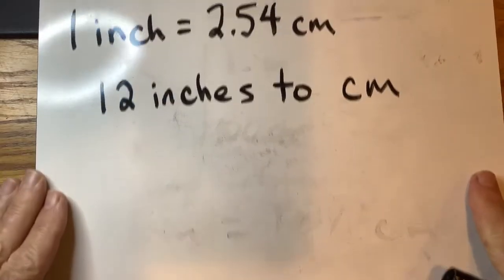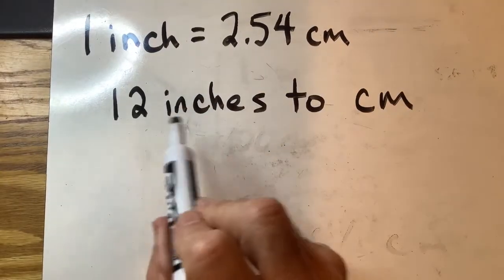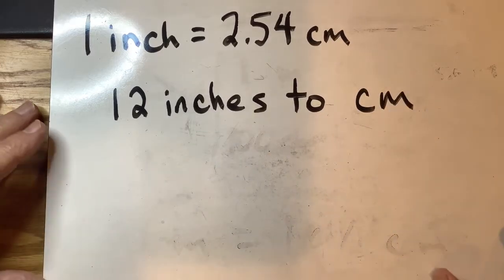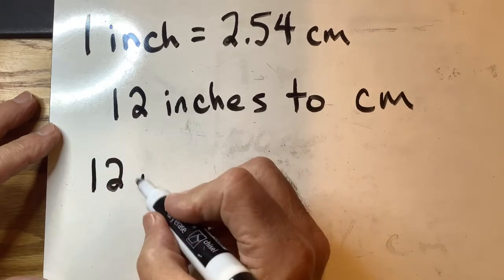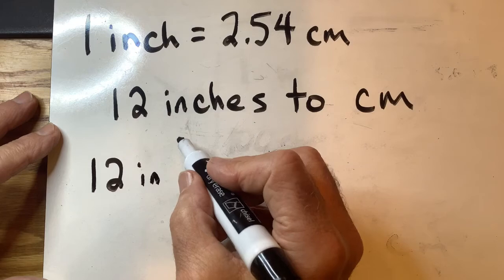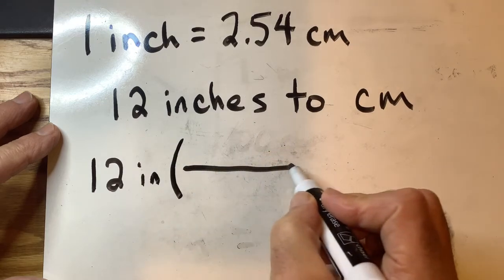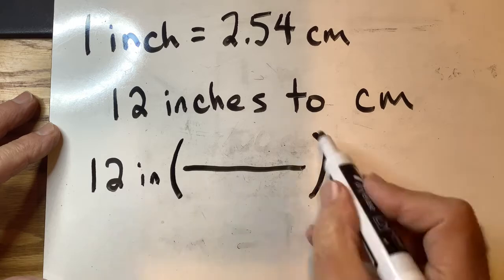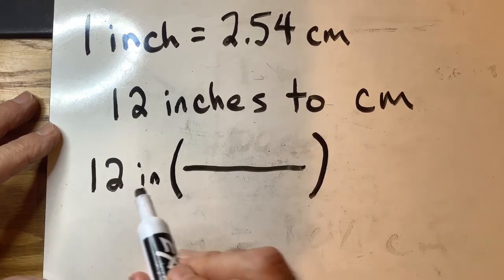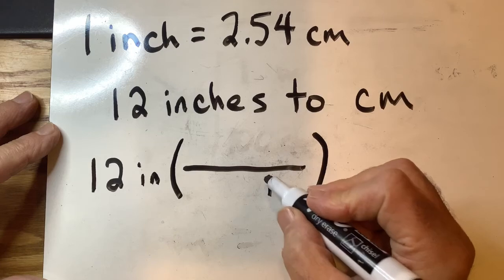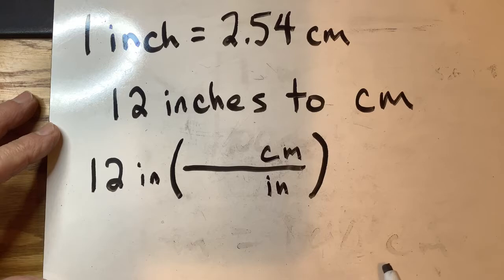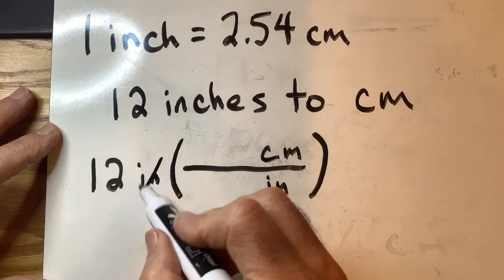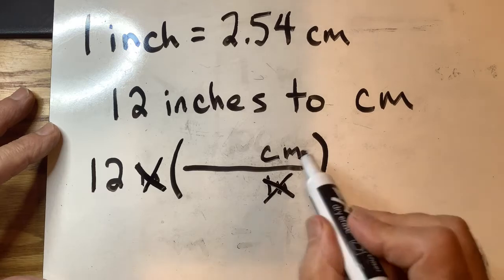So I got this little tablet set up here. If I want to change 12 inches into centimeters, all I got to do is start with 12 inches. And then what I'm going to do is my technique. I set that up like that. I want to get rid of the inches, so I'm going to put them on the bottom, and I want to change it into centimeters, so I'm going to put that on top. What that's going to do is cancel out the inches, and we'll be left with centimeters.